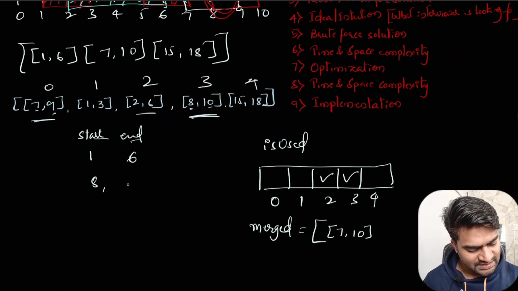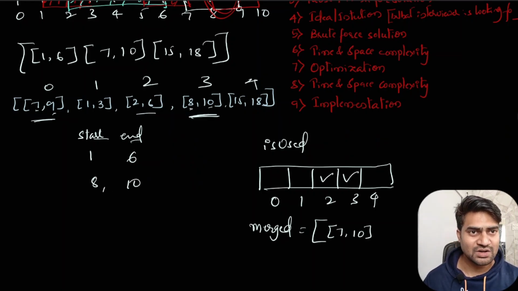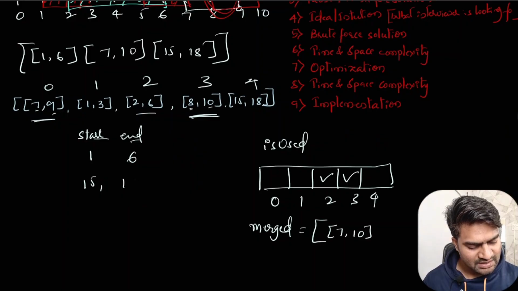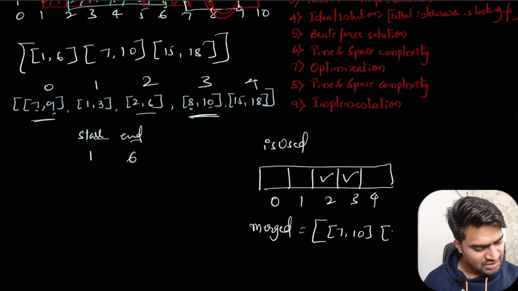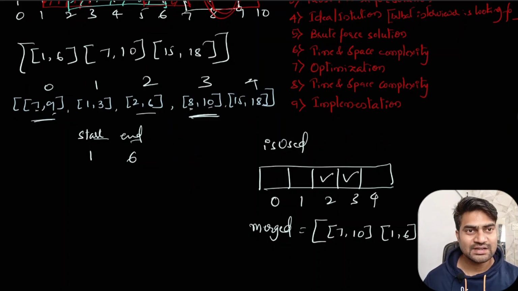Next value is 8 comma 10. 8 comma 10 does not overlap, so I will skip and go to 15 comma 18. Again, this also does not overlap, so I'll skip. Now once we scan the remaining elements, finally we will push 1 comma 6 to our merged array.